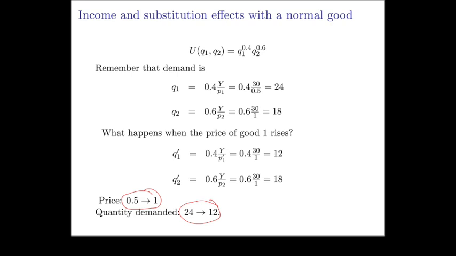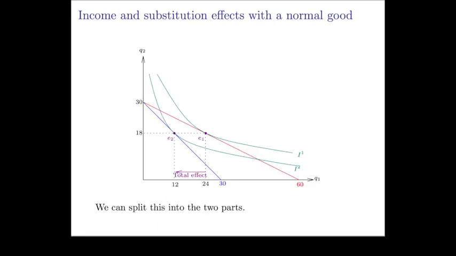So the total effect of the price increase from a half to 1 is 12 units of decrease to the quantity demanded. What we're going to do now is see how that breaks up into the substitution and income effects. So if we draw a picture, remember we had drawn the two budget lines. That's after the change, and that's before the change. We've got those two budget lines.